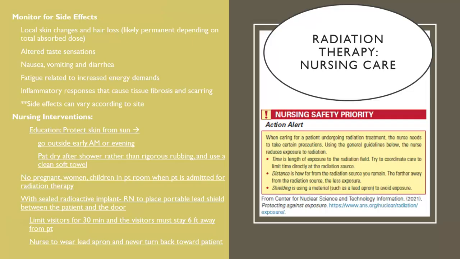With sealed radioactive implants, so they got a seed implanted, the RN is to place a portable lead shield between the patient and the door. Limit visitors for 30 minutes, and the visitors must stay 6 feet away from the patient. Nurse to wear a lead apron and never turn their back on the patient.